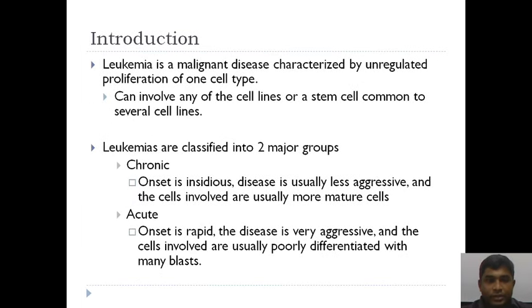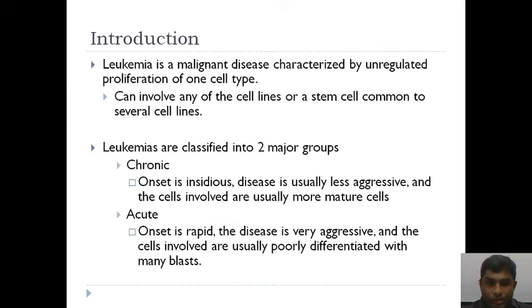So leukemia, as we just saw, is a malignant disease characterized by unregulated proliferation of one cell type. So this involves any of the cell lines or a stem cell which is common to several cell lines. So any of the cell lines, meaning a lymphoid progenitor or a myeloid progenitor cell in the case of acute leukemias. So broadly, we can classify leukemias into two major categories, chronic and acute. The behavior and the cell of origin is slightly different.